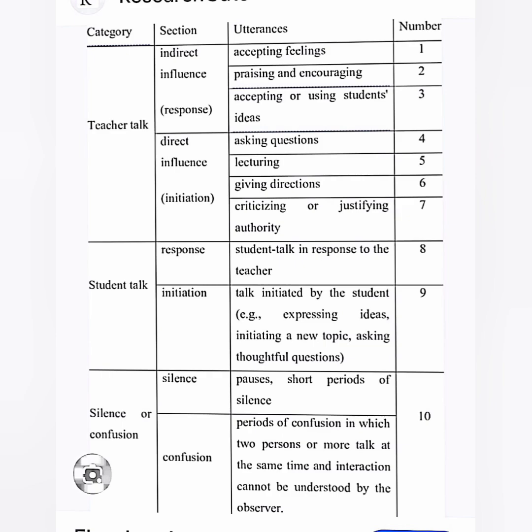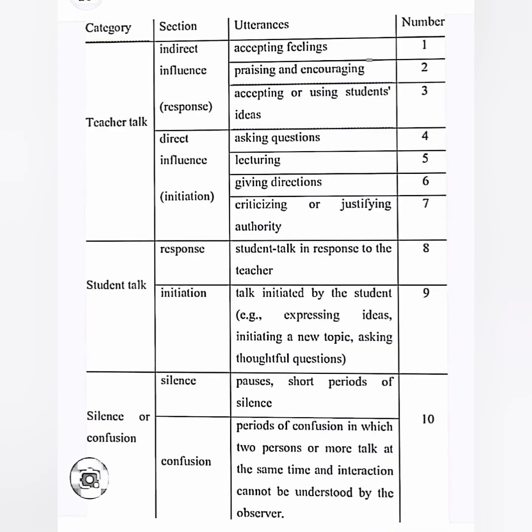Step 4, analysis of data. The matrix is interpreted to find the percentage of teacher talk, the percentage of student talk, and the percentage of silence or confusion. Ratios such as teacher talk ratio, pupil talk ratio and indirect influence ratio are calculated to interpret the teacher's classroom style. Step 5, interpretation of results.